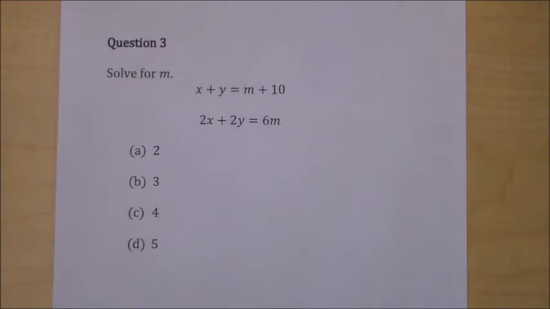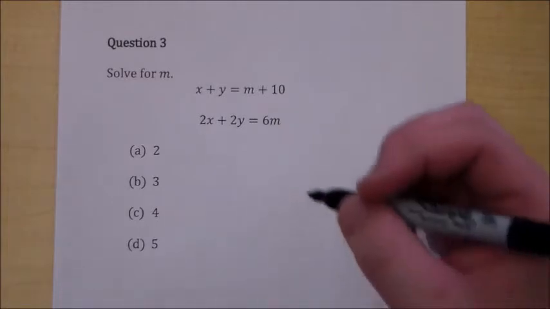Question 3, solve for M. X plus Y equals M plus 10, 2X plus 2Y equals 6M. And you're like, oh my gosh, I can't even figure out how to begin this one. I have 3 variables and I'm supposed to solve for something. Maybe if I had 2 equations with 2 variables, that would make sense, but I can't even do this. Well, I'm going to go through it, and then I bet you'll be able to be successful.